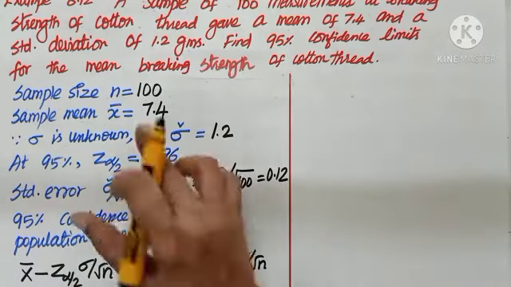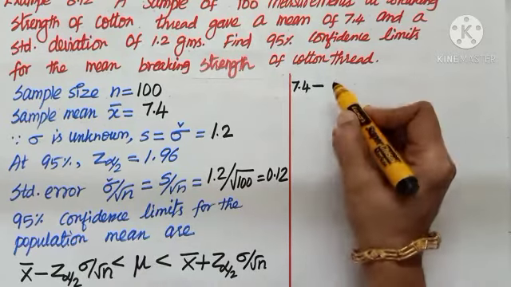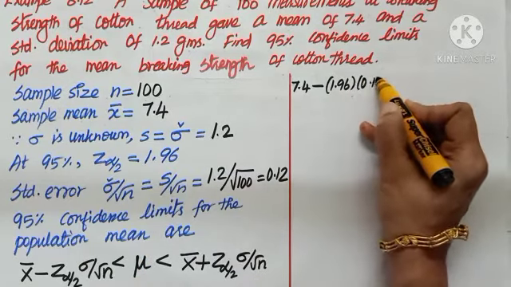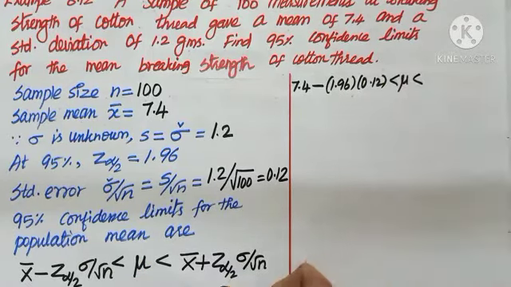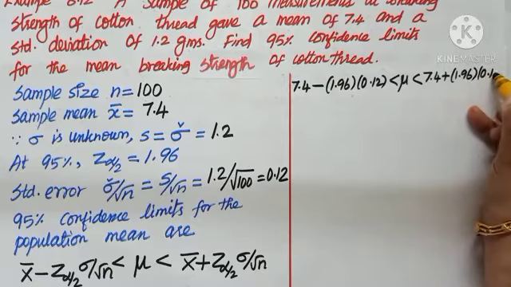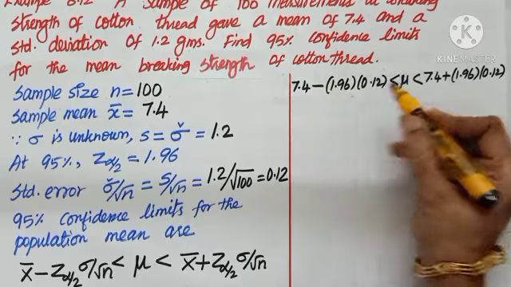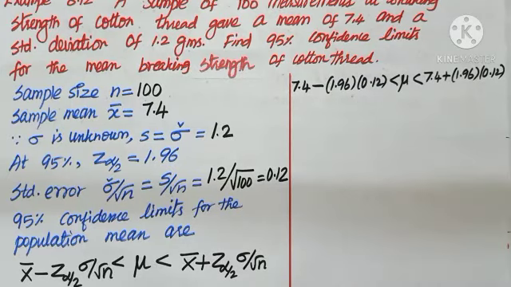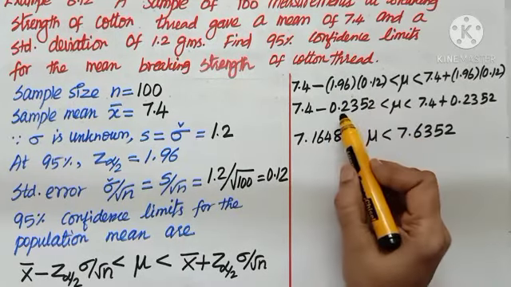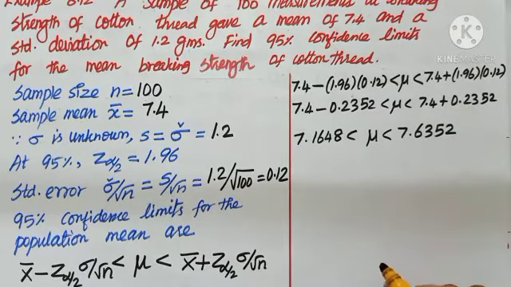What is X bar value? 7.4 minus Z alpha, the value is 1.96, sigma by root n we have calculated 0.12, less than mu less than, again 7.4 plus 1.96 into 0.12. Multiply these two, subtract from 7.4, add with 7.4 and write the interval. 1.96 into 0.12 gives us 0.2352. Subtract, we get this answer. Add, we get this answer.